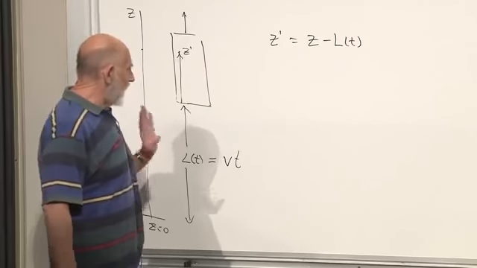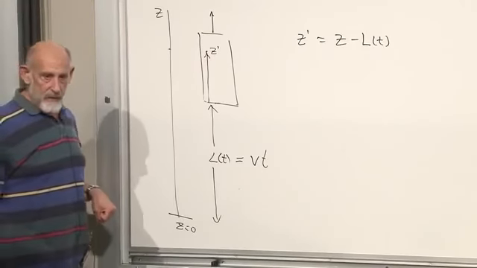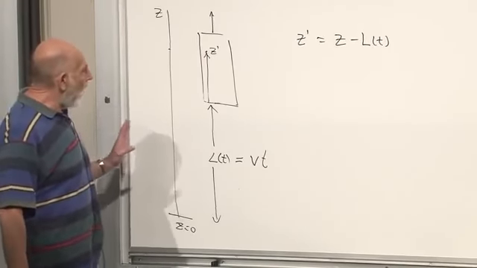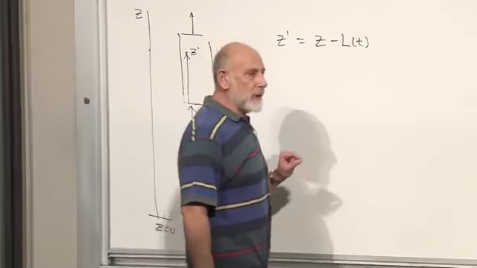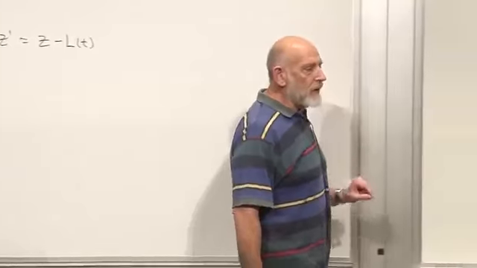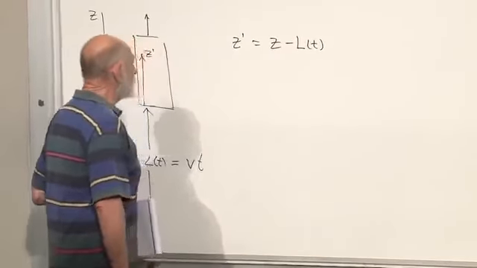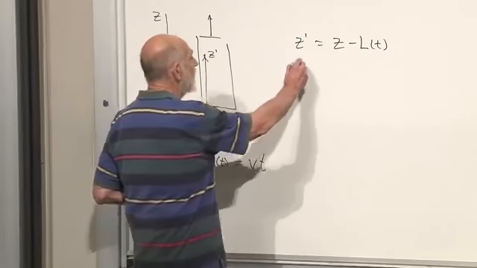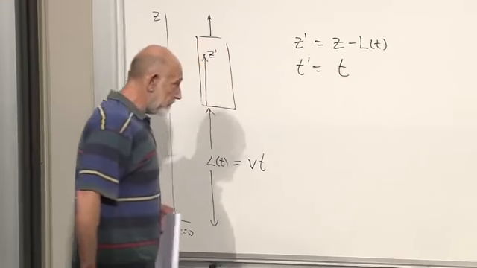What about t prime? What about time in the elevator? We also ought to ask how time behaves in the elevator. If we're going to forget special relativity, then we can just say t prime and t are the same thing. We don't have to think about Lorentz transformations and that sort of thing. So the other half of the coordinate transformation would be t prime is equal to t. They're just the same thing.